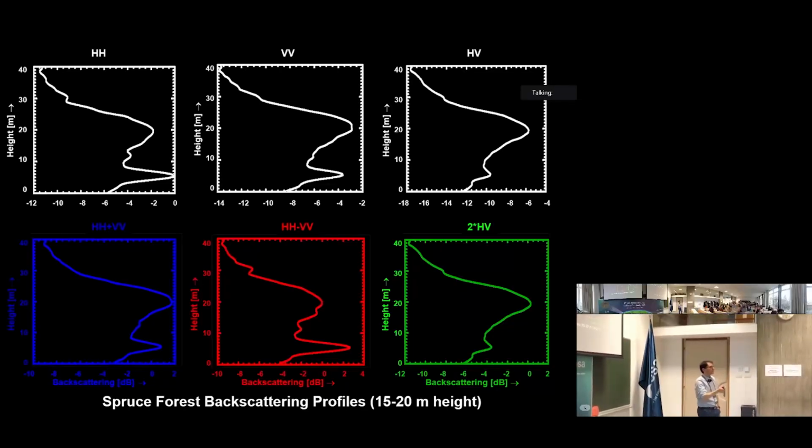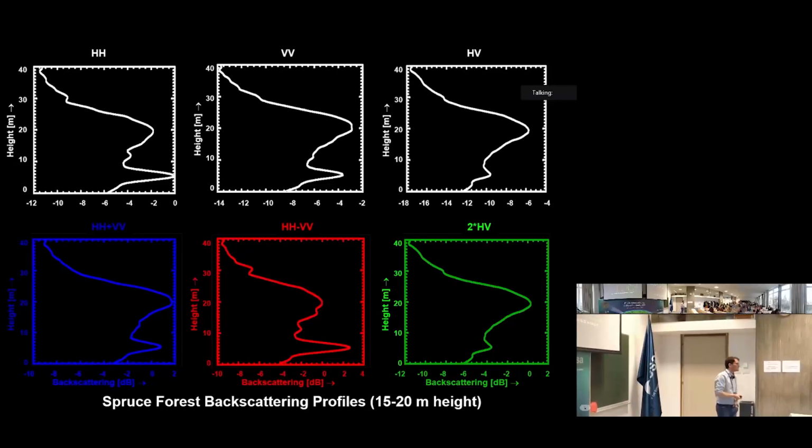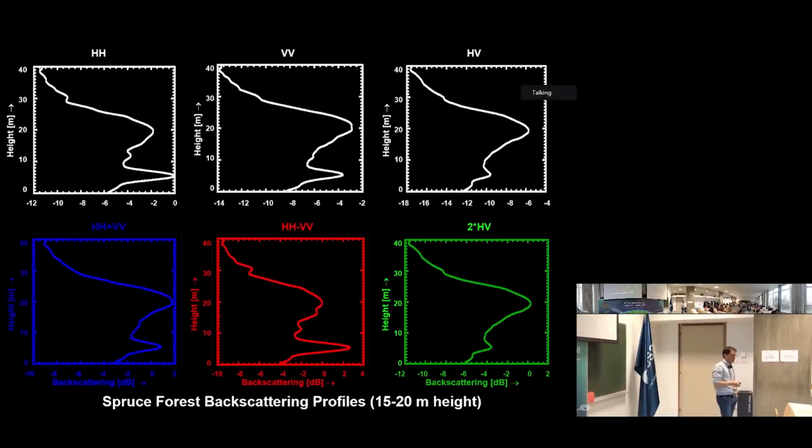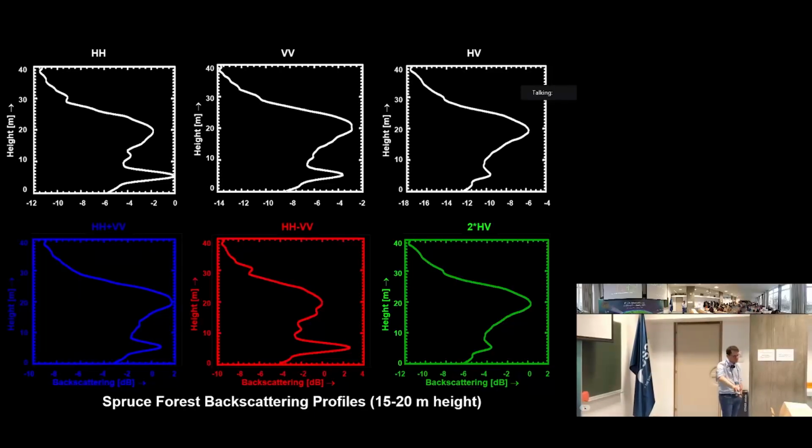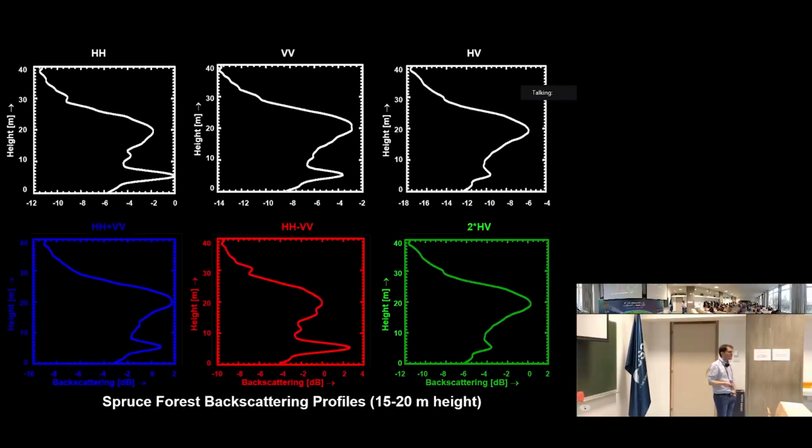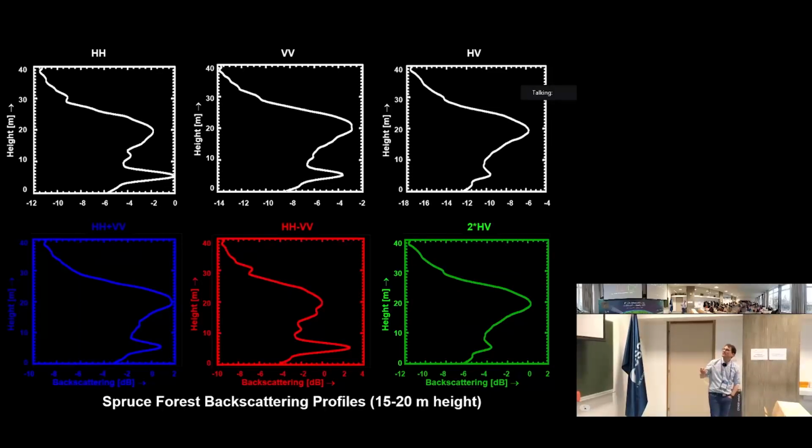So the double bounce component is normally stronger in HH and weaker in VV. So this means if you move from HH to VV, you still have some ground scattering remaining, because you may always have some direct surface return, but the dihedral returns are attenuated. That's why here HH is stronger than VV. And now in HV, it becomes very, very attenuated.